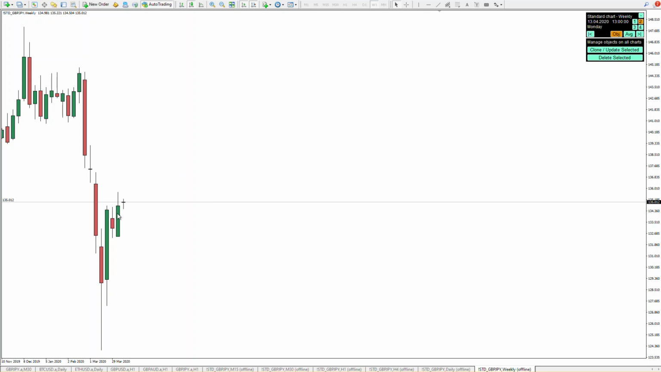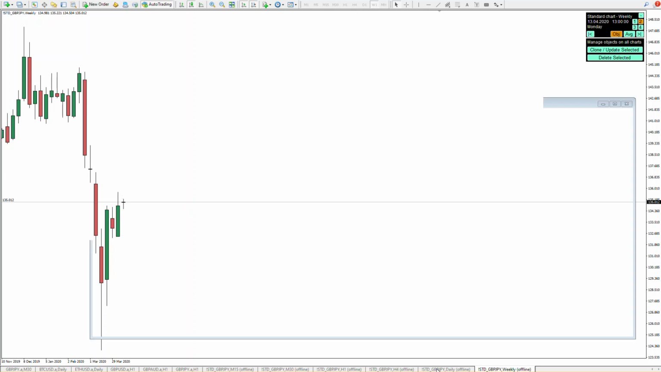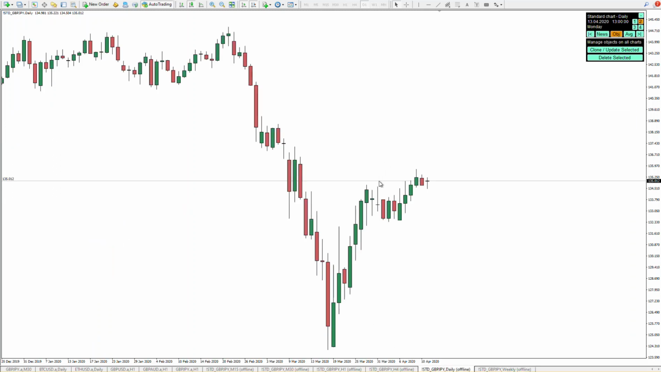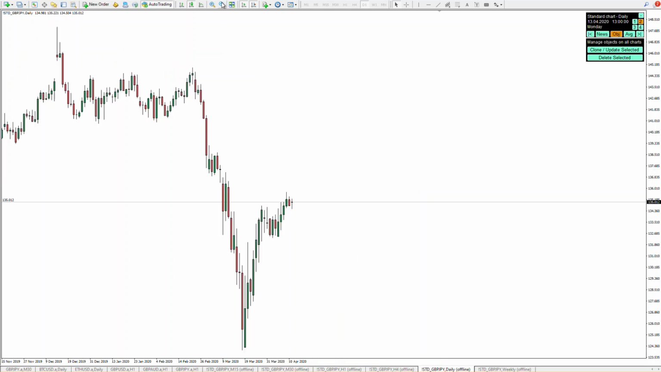What we see on the weekly is that the previous week was bullish, making a lower high, higher high, higher high, higher low. On the daily, Friday was bearish, but we see the week was bullish overall.